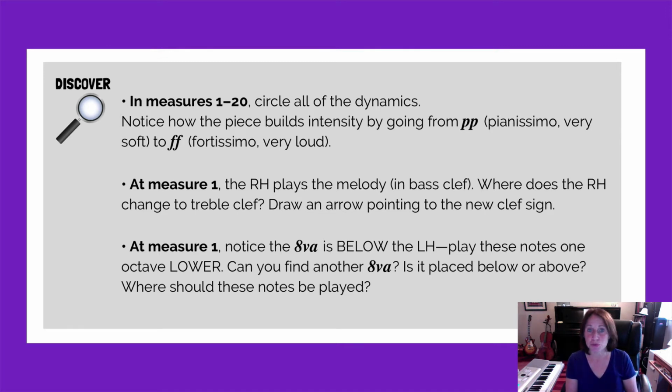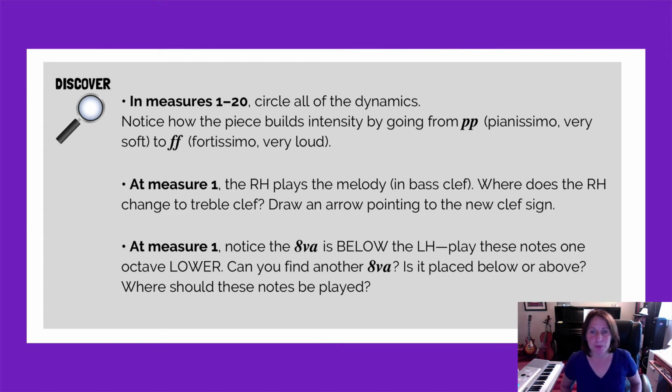Measures 1 through 20. Circle all the dynamics. We want the student to see how that piece builds in intensity from pianissimo all the way up to fortissimo. At measure 1, we talked about the right hand plays the melody in bass clef. Where does the right hand change to treble clef? Draw an arrow like we did. And then at measure 1, notice the 8VA is below the left hand. Can you find another 8VA, etc.